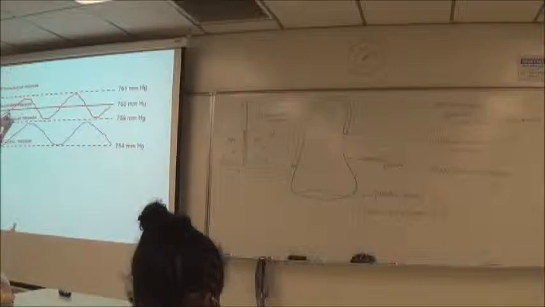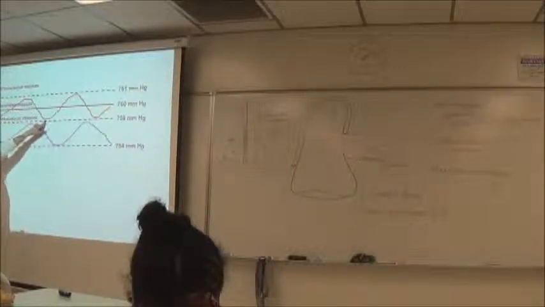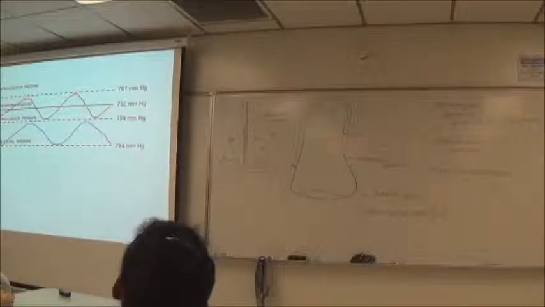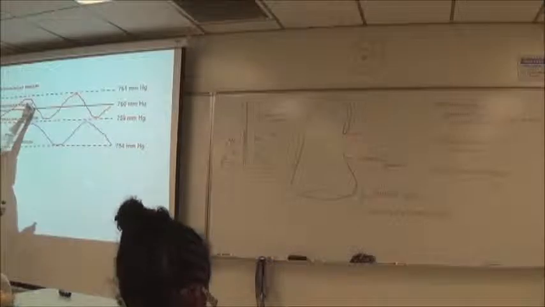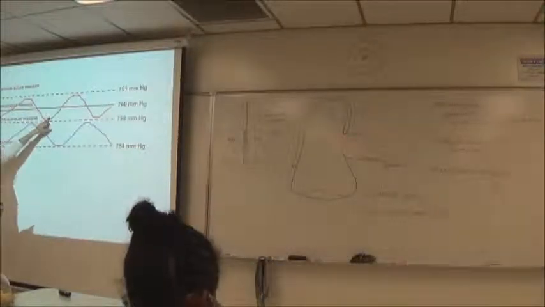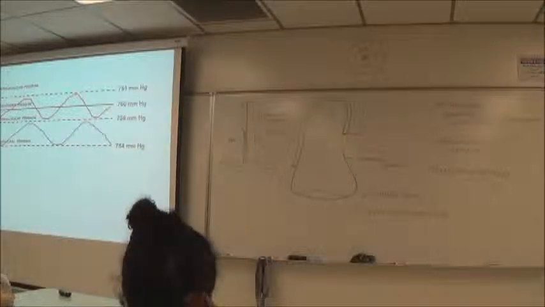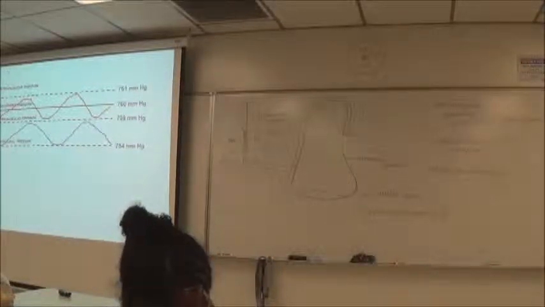So going up and coming back down again, these numbers can be 762, 758, it just depends on how deep a breath you draw. When we are above, expiration. When we're below, inspiration. Remember, it's just like blood flow. It's from high pressure to low pressure.